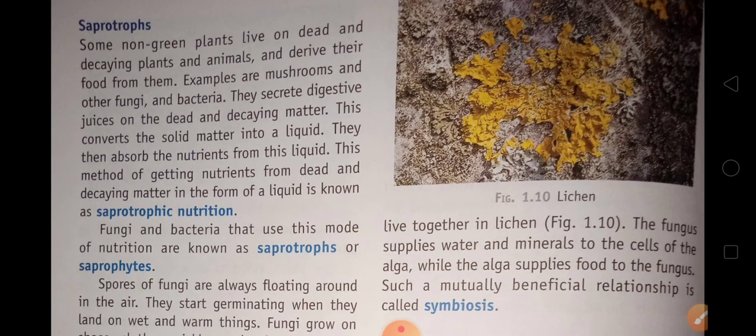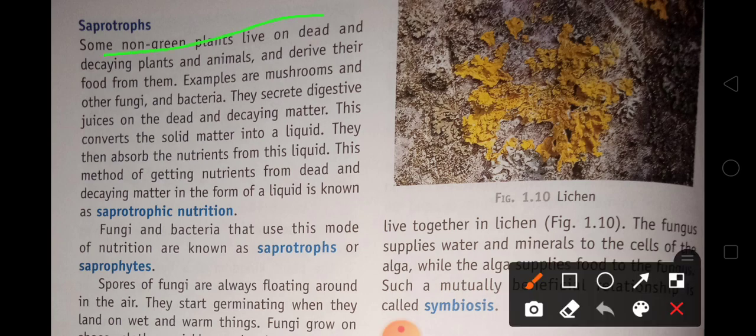We can see here saprotrophs. Some non-green plants live on dead and decaying plants and animals, and they get their food from them. For example, mushroom, fungi and bacteria. Mushrooms don't have chlorophyll and they grow on the dead parts of plants and animals. They secrete digestive juices on the dead part and decaying matter. They convert the solid matter into liquid and absorb nutrients from these liquids, and this method of getting nutrients from dead and decaying matter in the form of liquid is known as saprophytic nutrition.